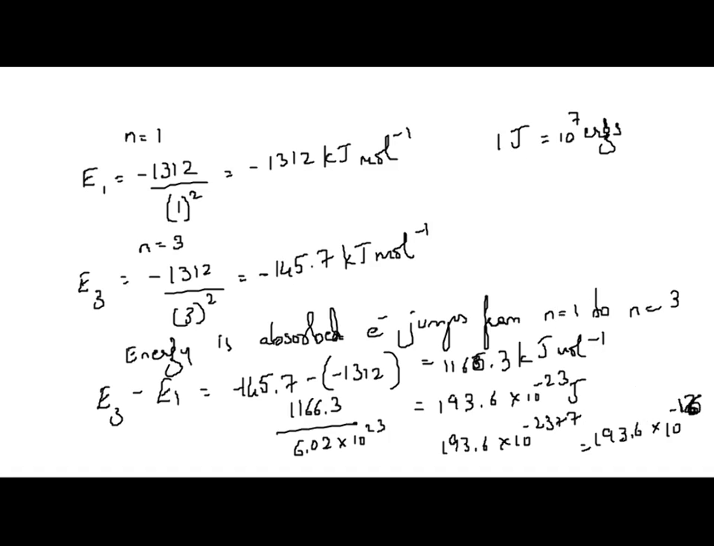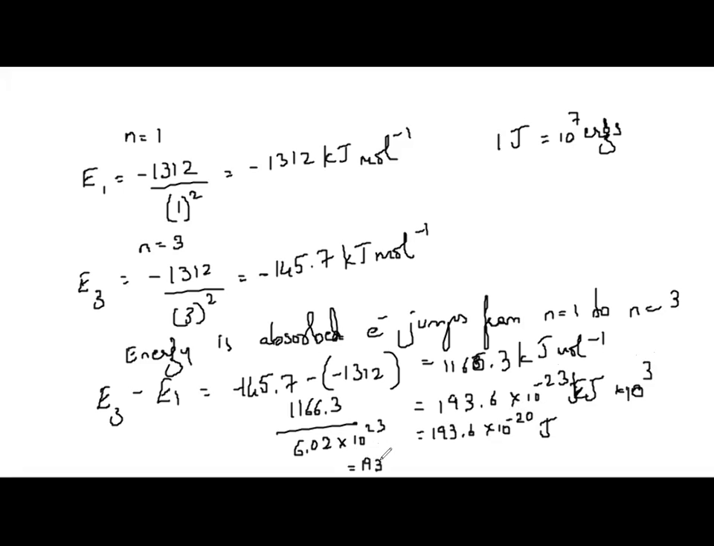Let us see. Okay. So we get here 193.6 into 10 raised to minus 23. This is kilojoules. Converted to joules, remove kilo. So what do we get? 193.6 into 10 raised to minus 20 joules. Kilo has to be removed, into 10 raised to 3. So now this has to be converted to ergs. So I can write 193.6 into 10 raised to minus 20 plus 7. This comes out to how much?